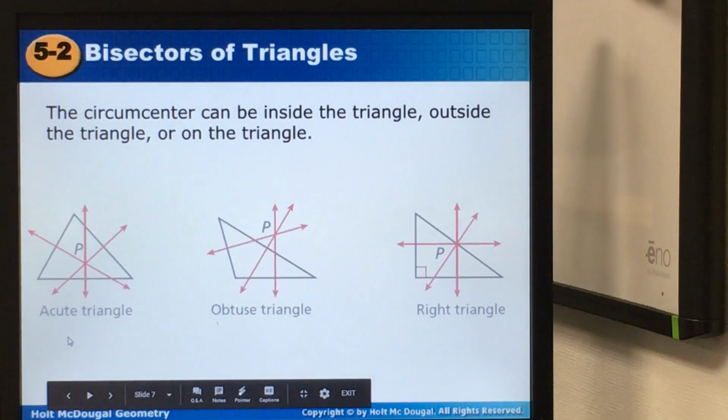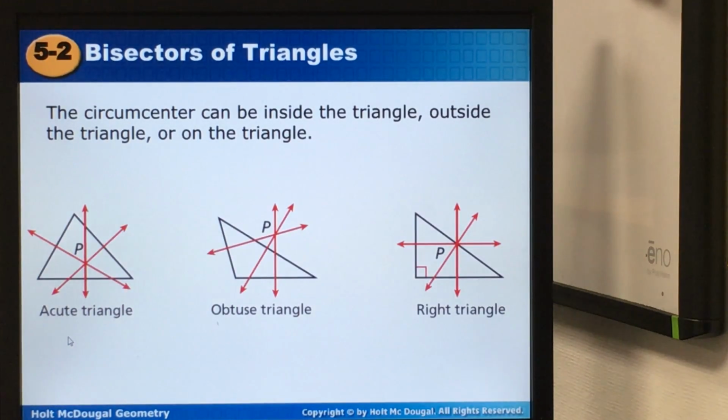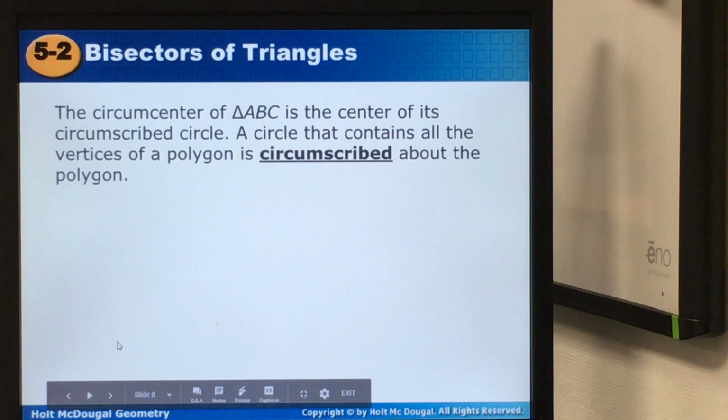It could also be either inside, outside, or on the triangle, depending on the type of triangle we're working on. So if it's an acute triangle, it will be inside. An obtuse triangle will have a circumcenter outside. A right triangle will have a circumcenter on one of the sides.